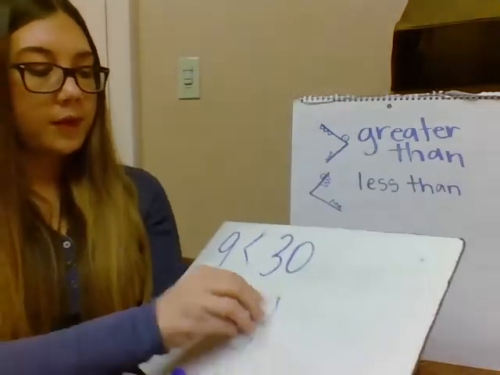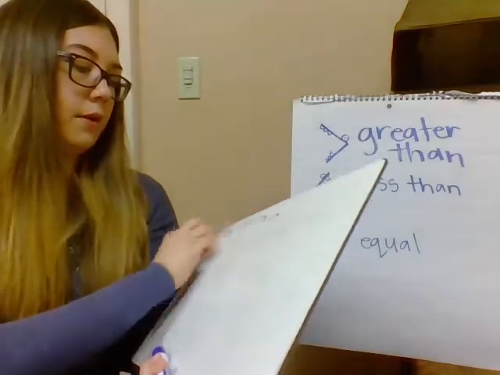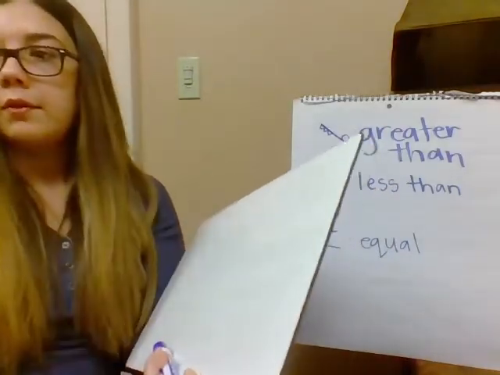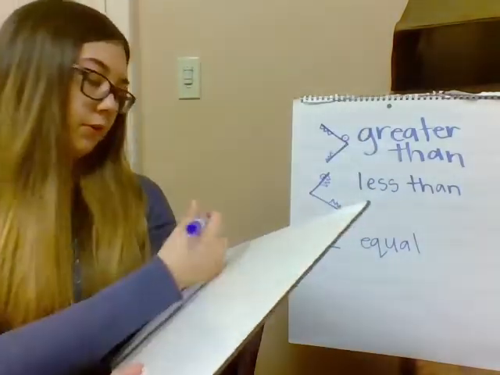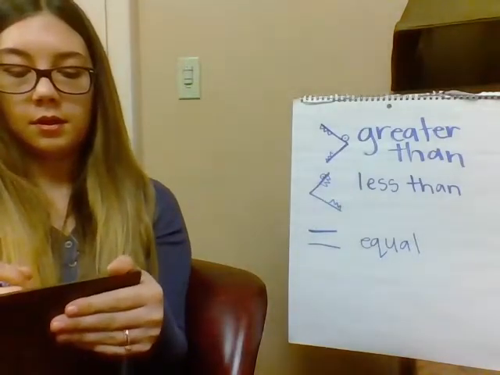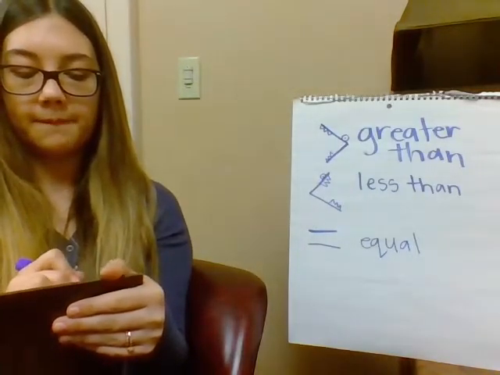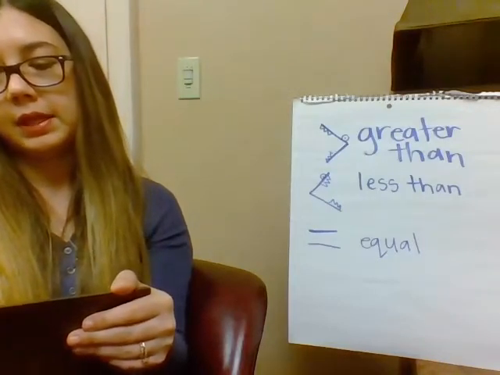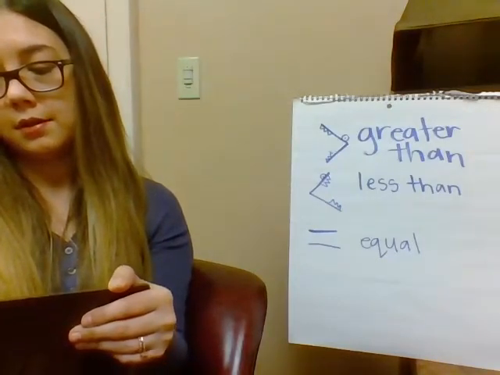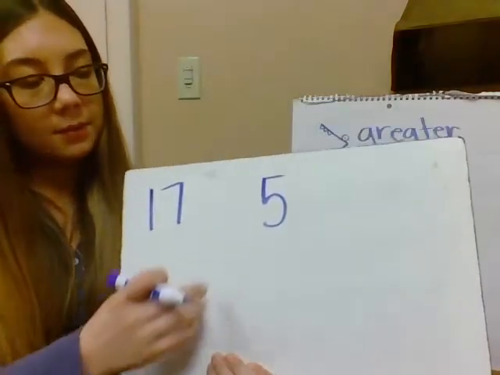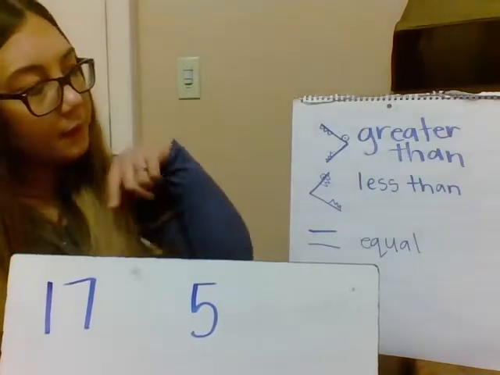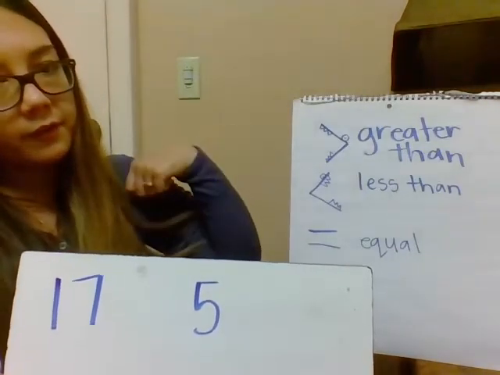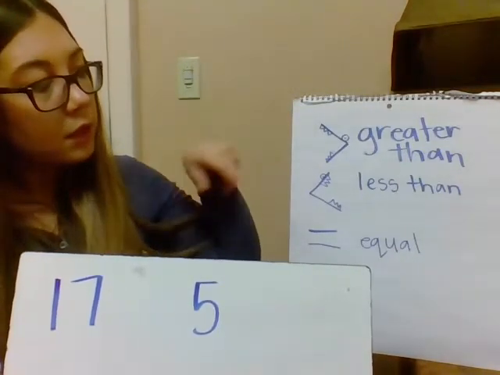Let's try one more. We are going to do 17 blank 5. 17 blank 5. 17 is greater than 5. It's more, it's a bigger amount.